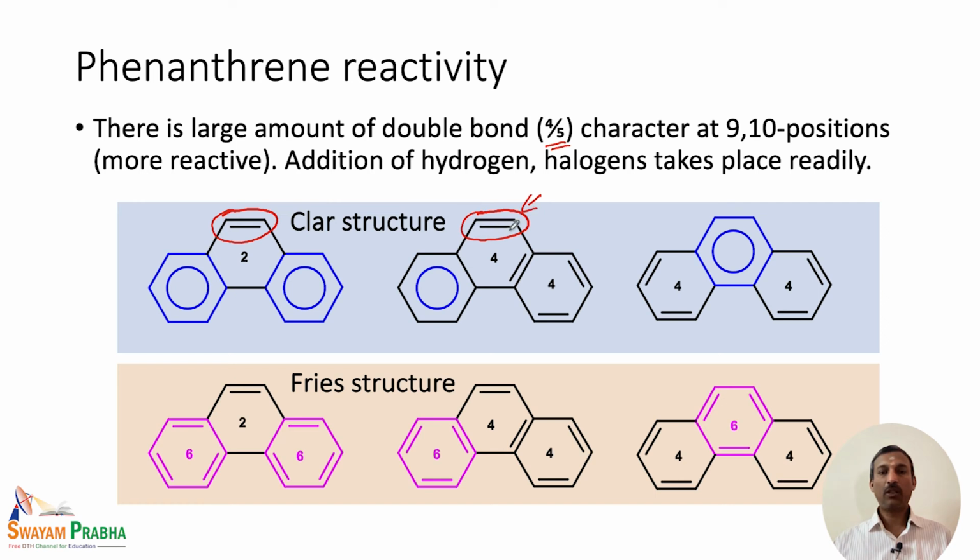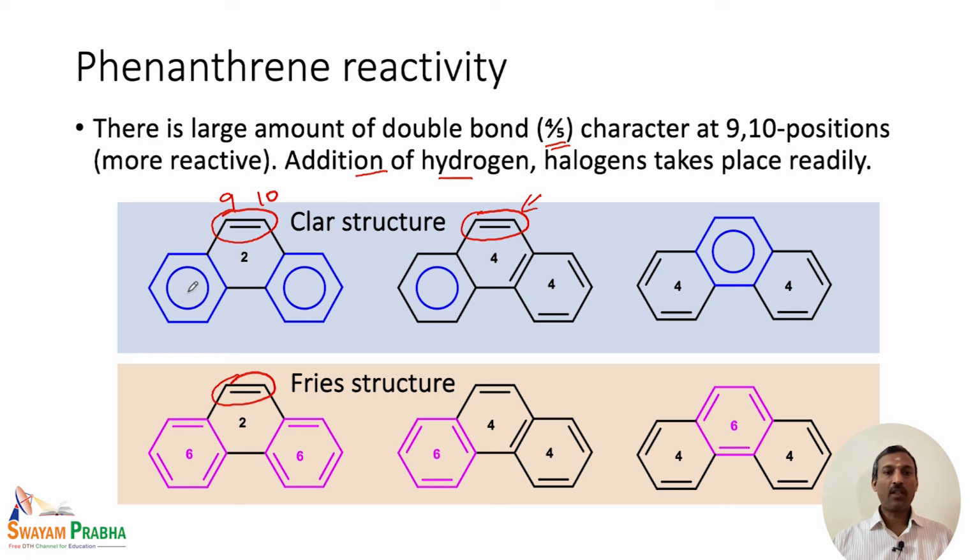So, this particular double bond undergoes addition reactions very readily. We always end up with hydrogen or halogen addition taking place between position 9 and 10, which are highly reactive whether we follow the Clar structures or the Fries structures. In both the structures, the 9 and 10 position always has a double bond. In other words, this behaves like an isolated double bond, and the reaction very readily takes place at this position.